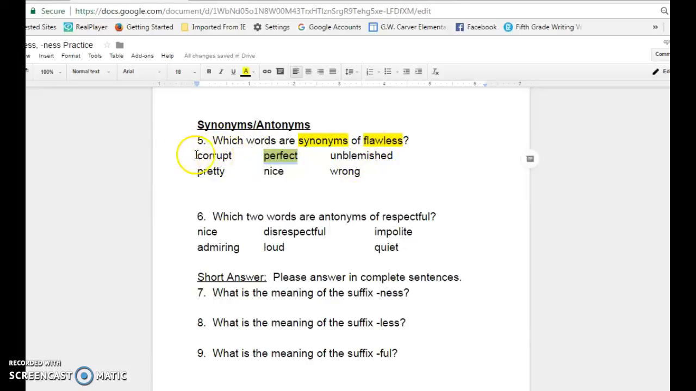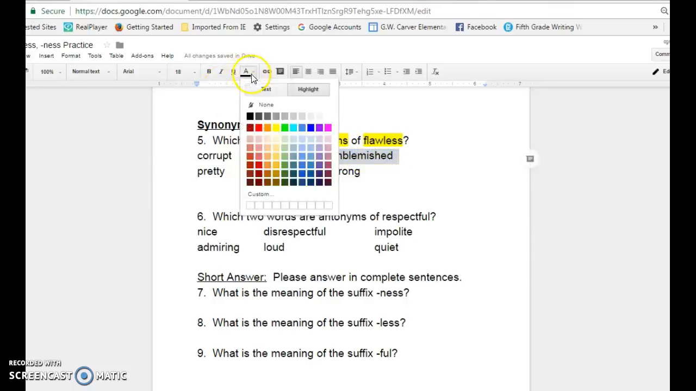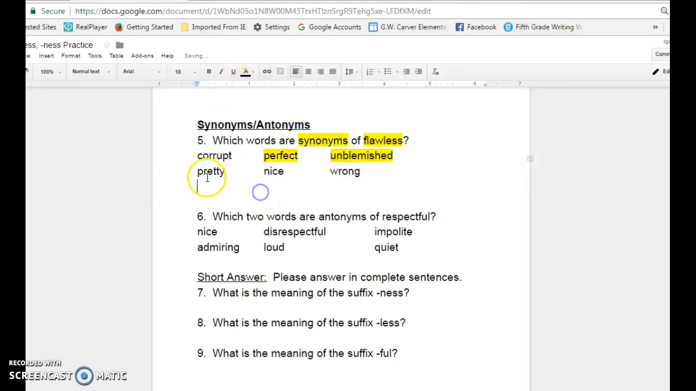Well, corrupt. Corrupt means that it's bad. It's got flaws. Okay. Unblemished. Well, a blemish is a flaw. Un means not. So if something is unblemished, it is not flawed. So that would be another synonym for flawless.